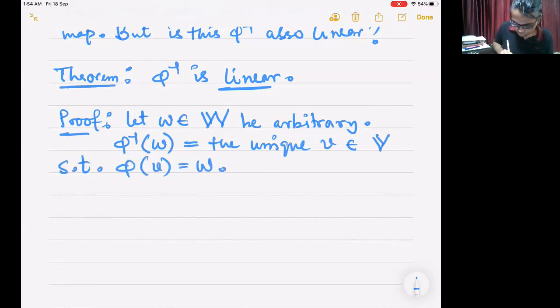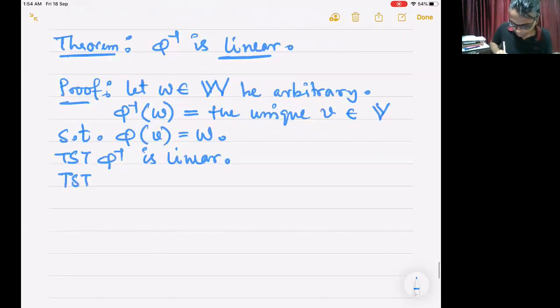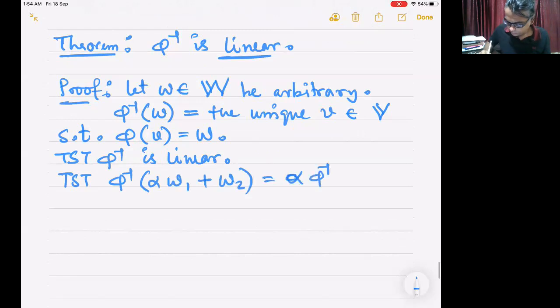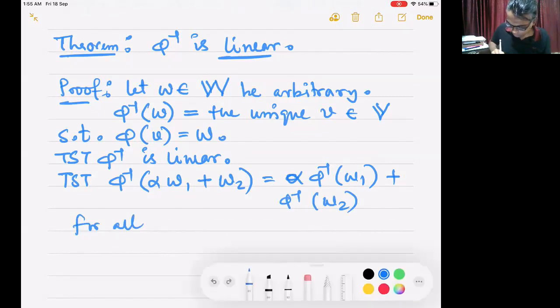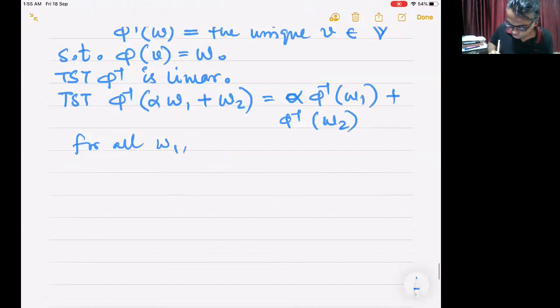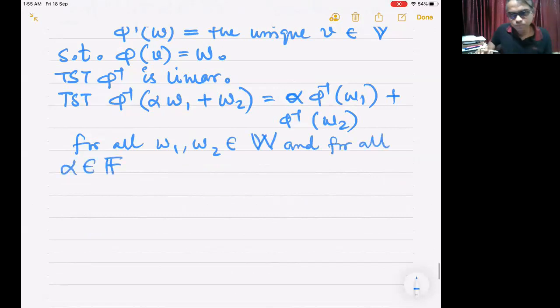We have to show that phi inverse is linear, which is to show that phi inverse of alpha W1 plus W2 is equal to alpha phi inverse W1 plus phi inverse W2 for all W1, W2 in capital W and for all alpha in F. That's what we need to show.